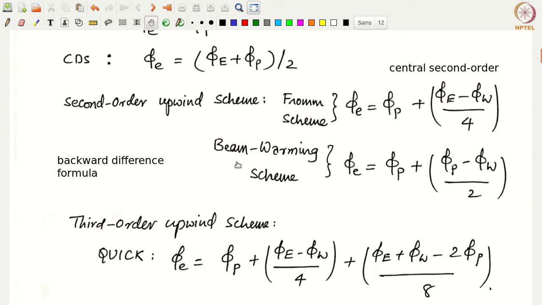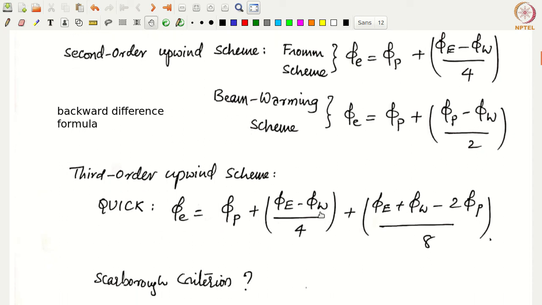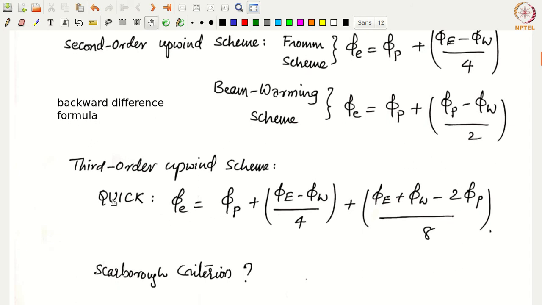Okay, going on, extending the same concept, if you start including higher order terms, that is, partial square phi by partial x square as well, and then use a central difference formula for both the first derivative and the second derivative, then the delta x that we have got cancelled, and we essentially obtained something known as the QUICK scheme, where phi little e equals phi P plus phi E minus phi W by 4 plus phi E plus phi W minus 2 phi P by 8. These are basically the central difference formulae for the first and the second derivatives.